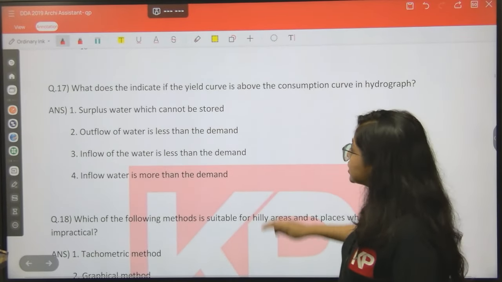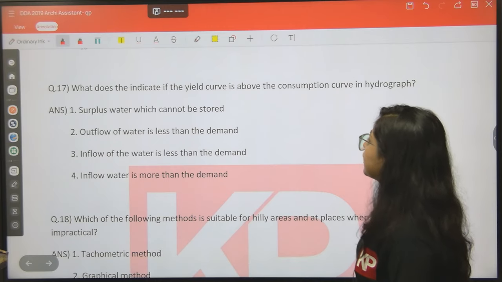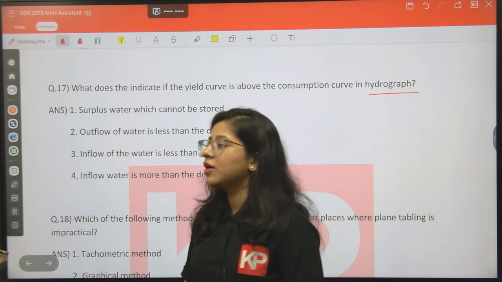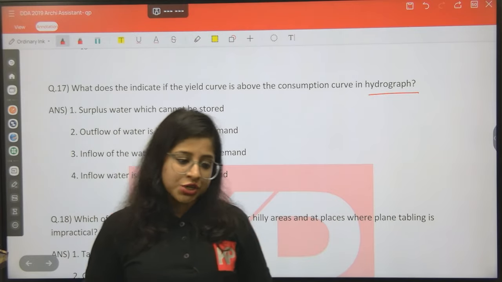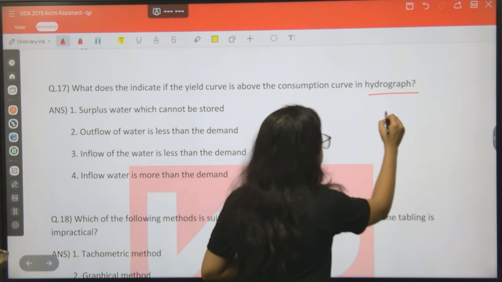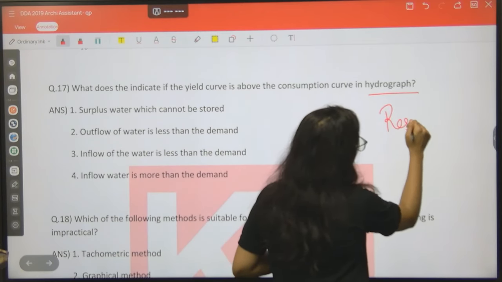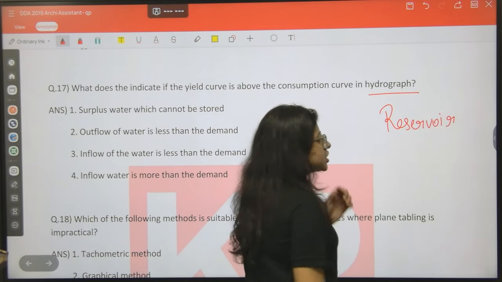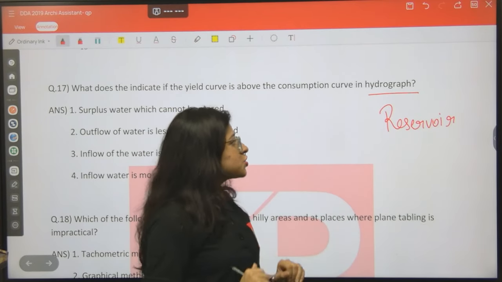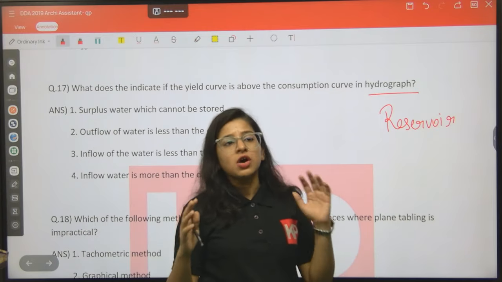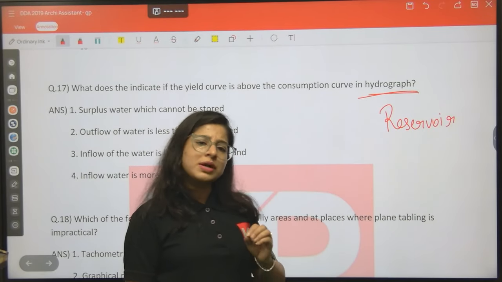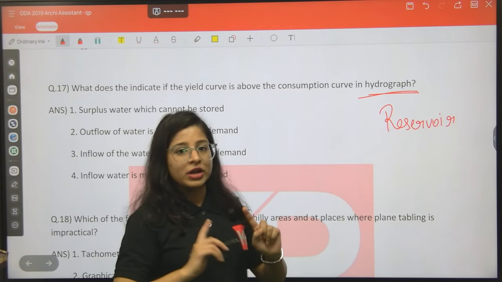Next question is number 17. What does it indicate if the yield curve is above the consumption curve in a hydrograph? Firstly, what is a hydrograph? It is a process by which you can find out the capacity of the reservoir. What is a reservoir? Basically, it is a place where you store water. Whenever you have to find out what the size of the reservoir should be, sometimes we use a hydrograph. Generally, it is not used for that, but we can also use it for the reservoir purpose, to find out the size of the reservoir.